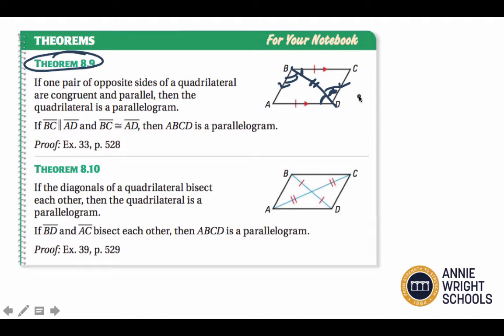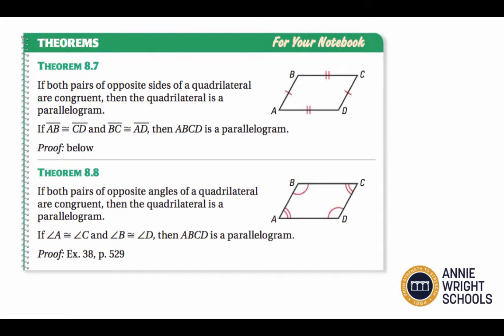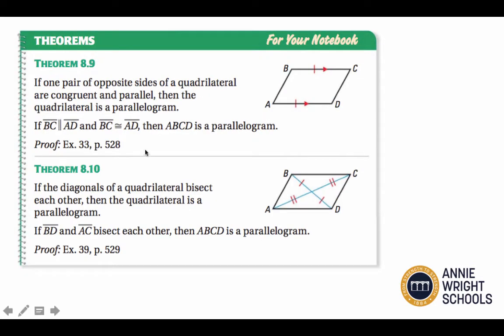I want you to prove these other three theorems. I want you to prove this one, that if the opposite sides are congruent, then it's a parallelogram. If the opposite angles are congruent, then it's a parallelogram. I want you to prove those. I want you to prove that if the diagonals bisect each other, then it's a parallelogram. And that one's pretty easy because getting the triangles congruent. Those are your only three proofs to do tonight.